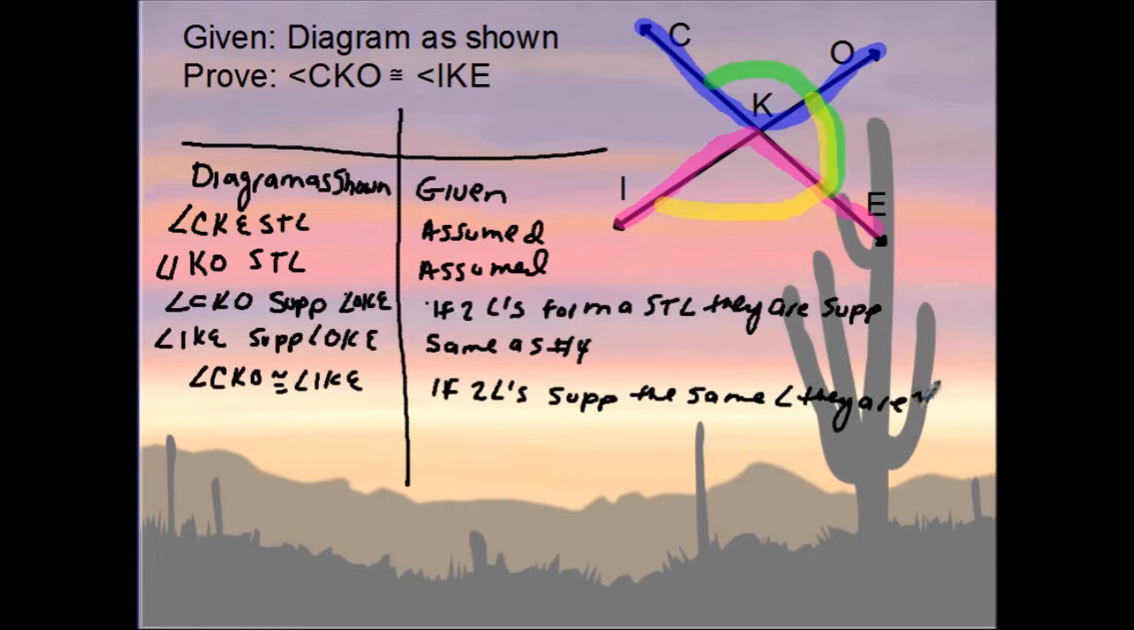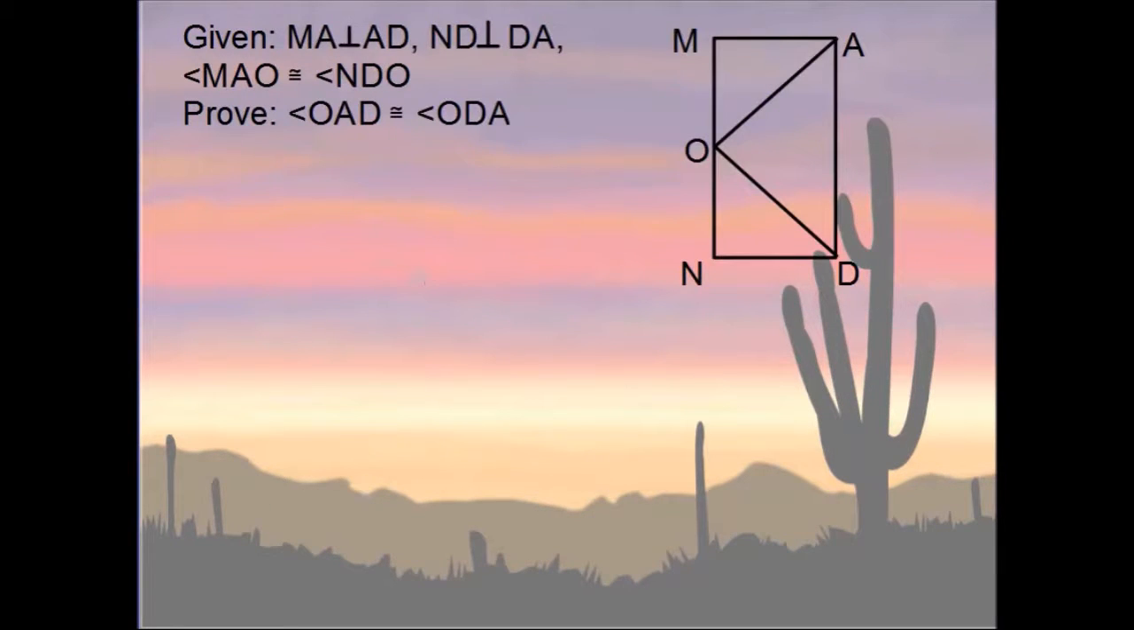What do you think? You catching on? I hope so. Alright, so here we go. We're given that MA is perpendicular to AD, and that ND is perpendicular to DA. We also know that angle MAO is congruent to angle NDO, and what we're going to try and prove is that angle OAD is congruent to angle ODA.